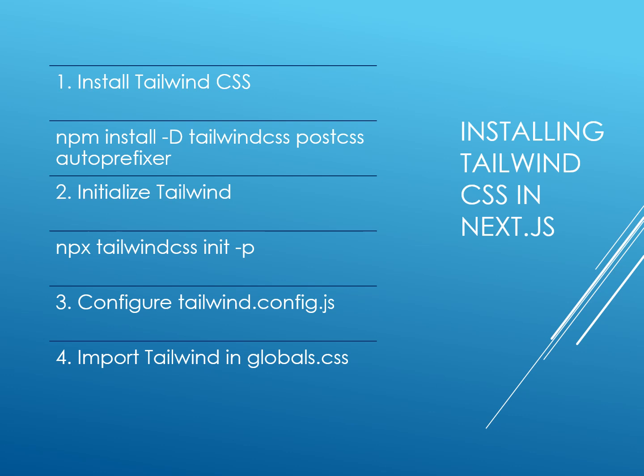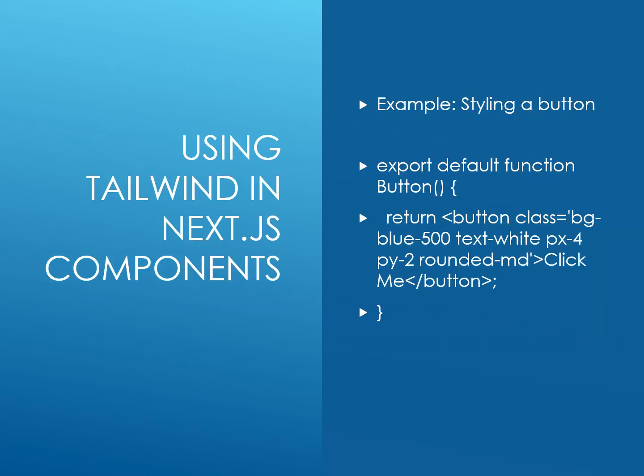Configure tailwind.config.js. You can configure tailwind.config.js by importing Tailwind in global.css. You have seen the global.css file previously, where there is the import of Tailwind CSS. Like that, import Tailwind in global.css.